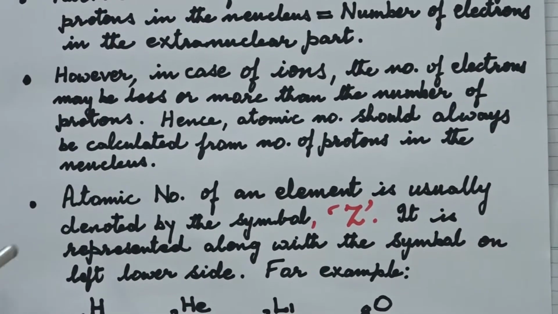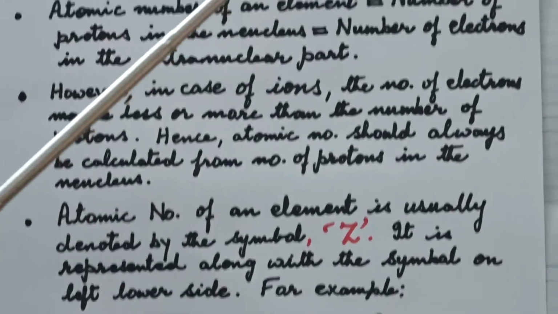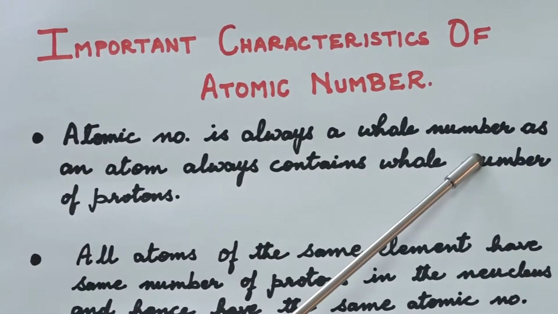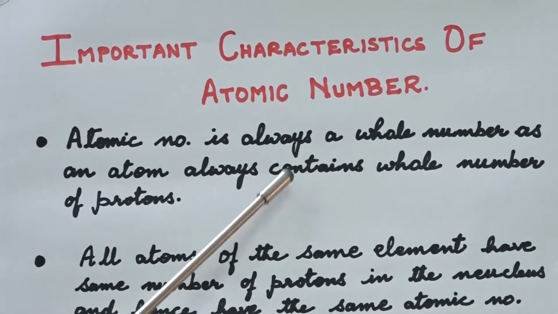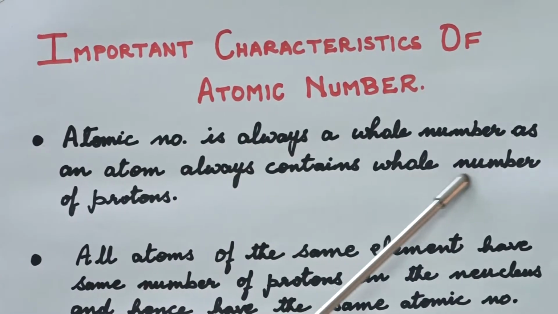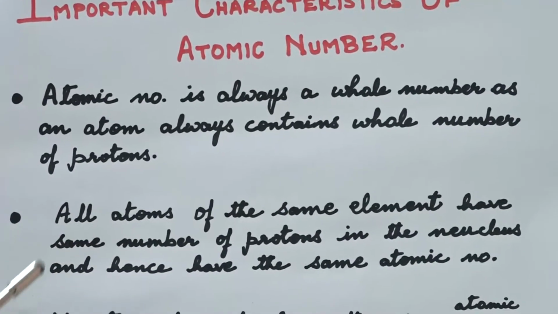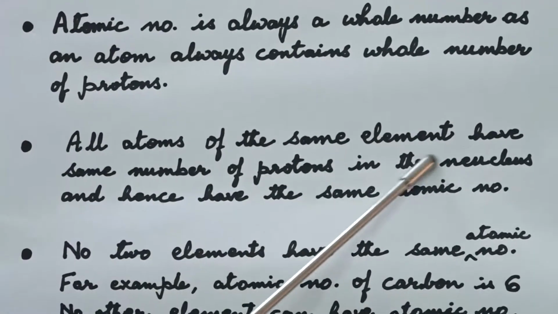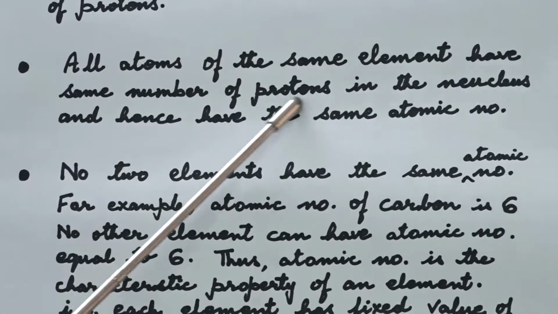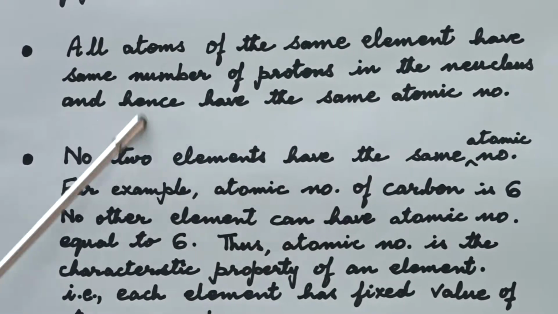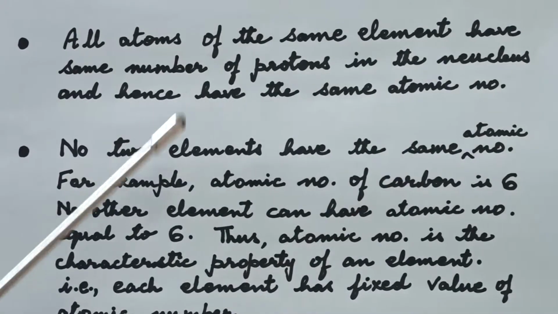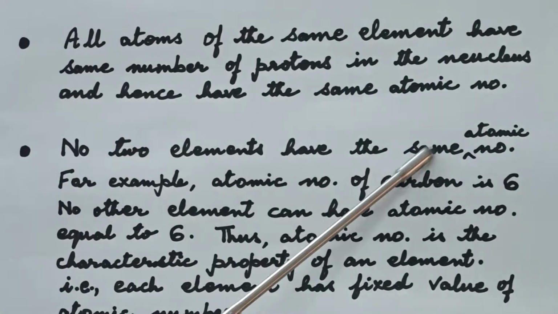Some important characteristics of atomic number. Atomic number is always a whole number. This is because an atom always contains a whole number of protons, not in fractions. All atoms of the same element have the same number of protons in the nucleus and hence have the same atomic number. No two elements have the same atomic number.